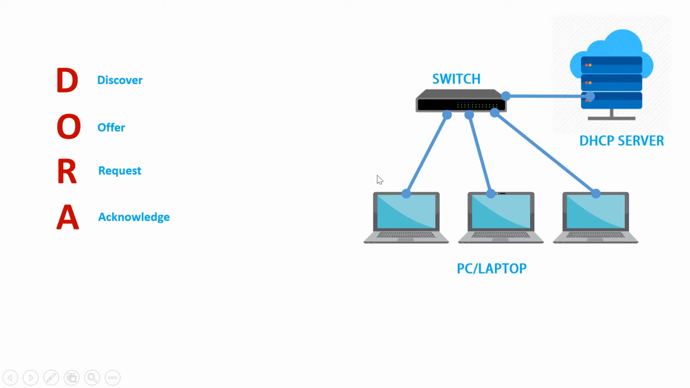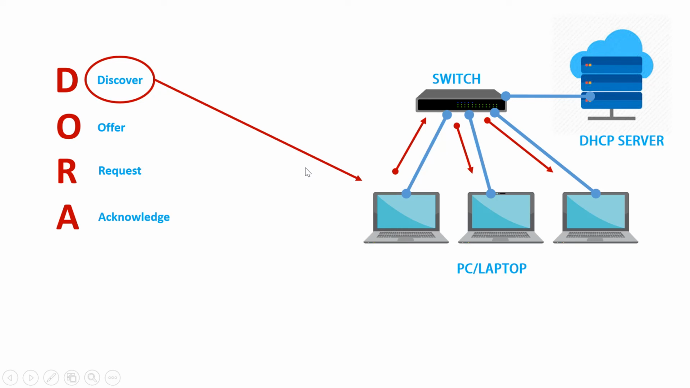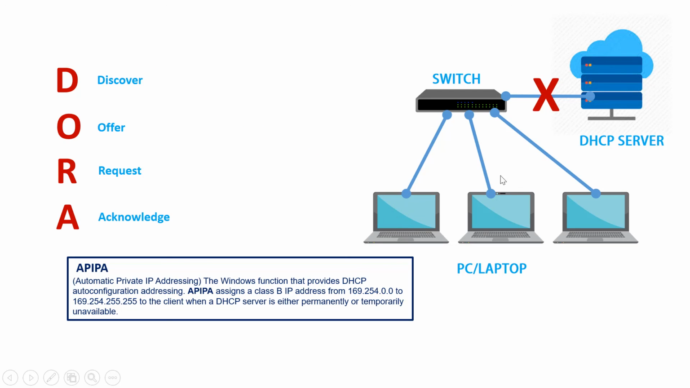But what if our computer cannot contact any DHCP server? Let's go back to the first stage. So we plug in our computer, and this computer is going to send out a discover packet, but this computer cannot find a DHCP server because there's no DHCP server present out there. This is where APIPA comes in, what we call Automatic Private IP Addressing.